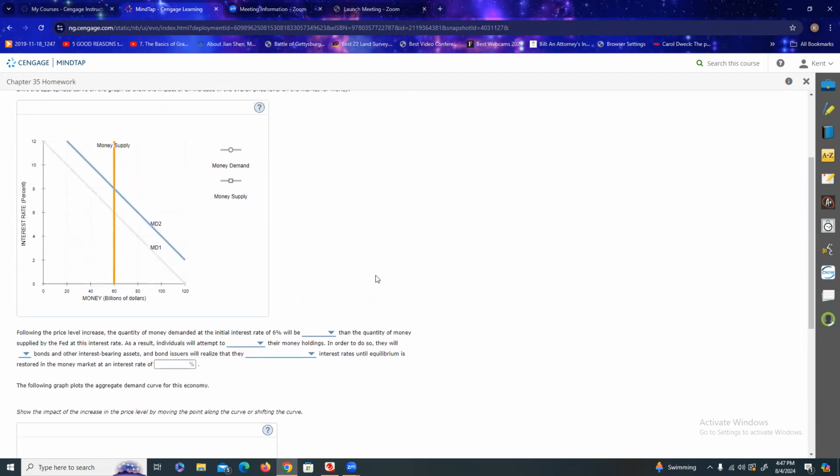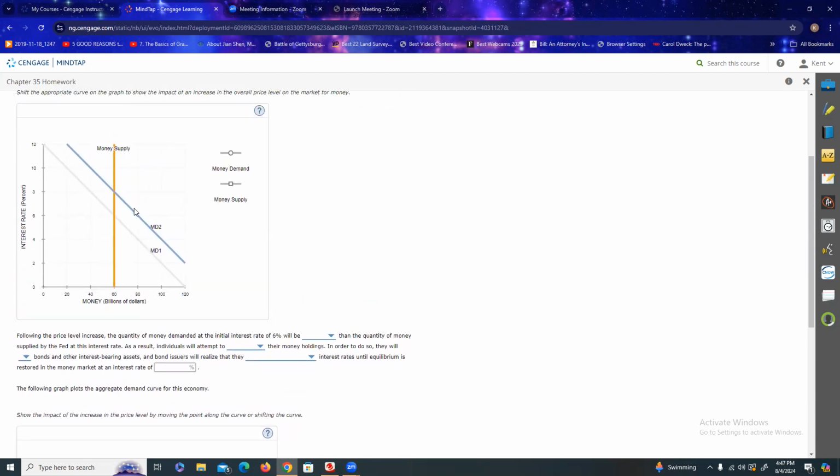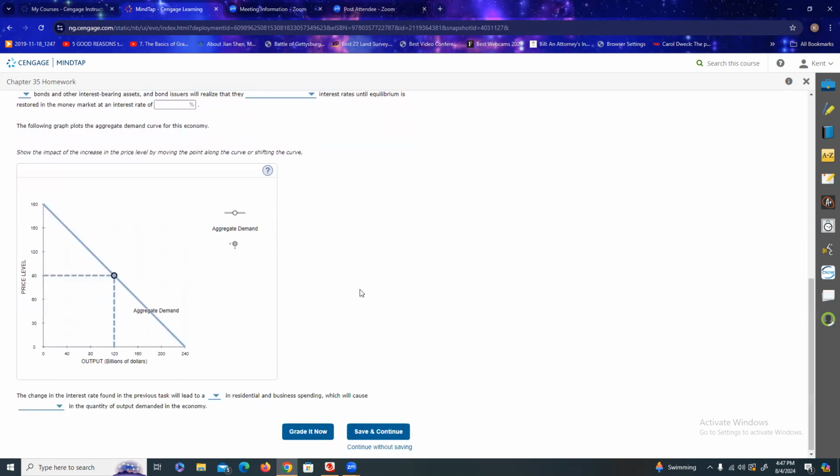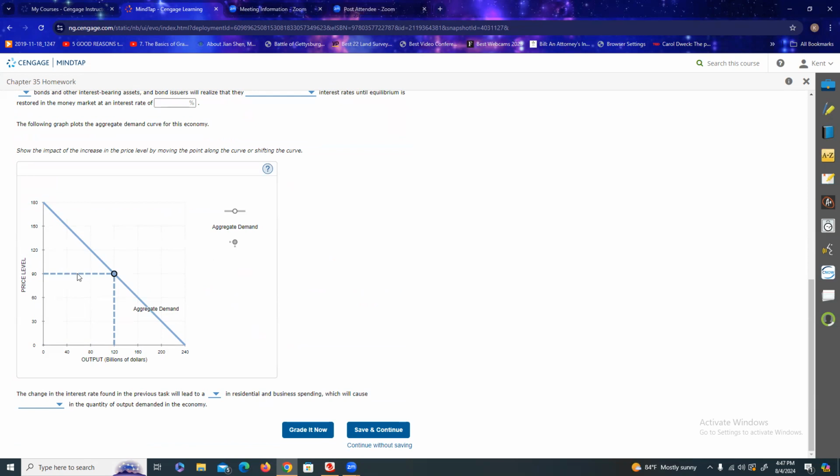we have, well, going back here, why did we shift this curve? Because there's the interest rate, here's the amount of money, and the price level changed. The price level isn't on this graph. So all we can do is shift the curves. Here, we have a variable that's on the graph, the price level. So it says the price level went up from 90 to 105. That would be a movement along the curve. And we see that it's 105 right there.